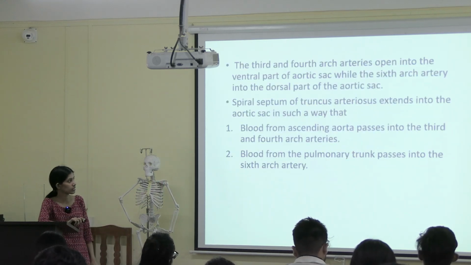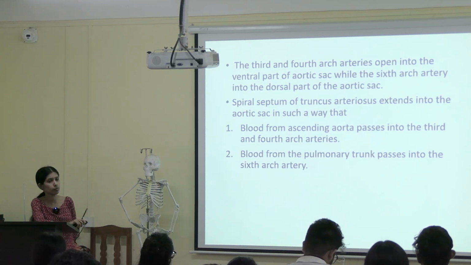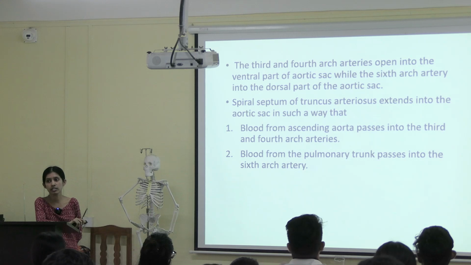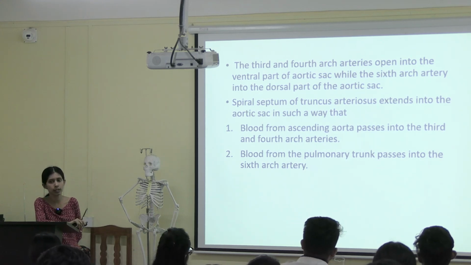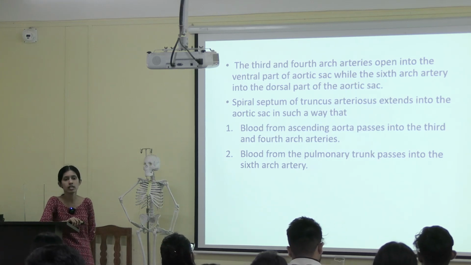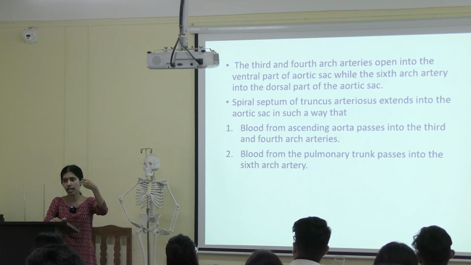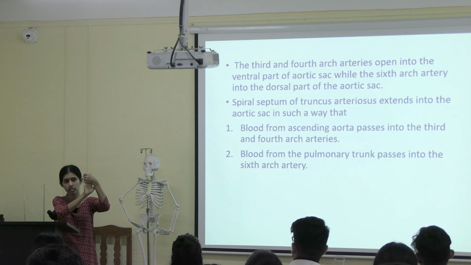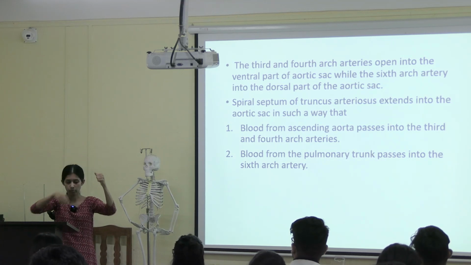To discuss the 6th aortic arch, these 2 points are very important. The 3rd and 4th arch arteries open into the ventral part of the aortic sac, whereas the 6th arch arteries open into the dorsal aspect of your aortic sac, okay? Imagine this is the aortic sac, this is the ventral part, this is the dorsal part. Your 3rd and 4th aortic arches basically open into the ventral side, and this 6th aortic arch opens into the dorsal side.